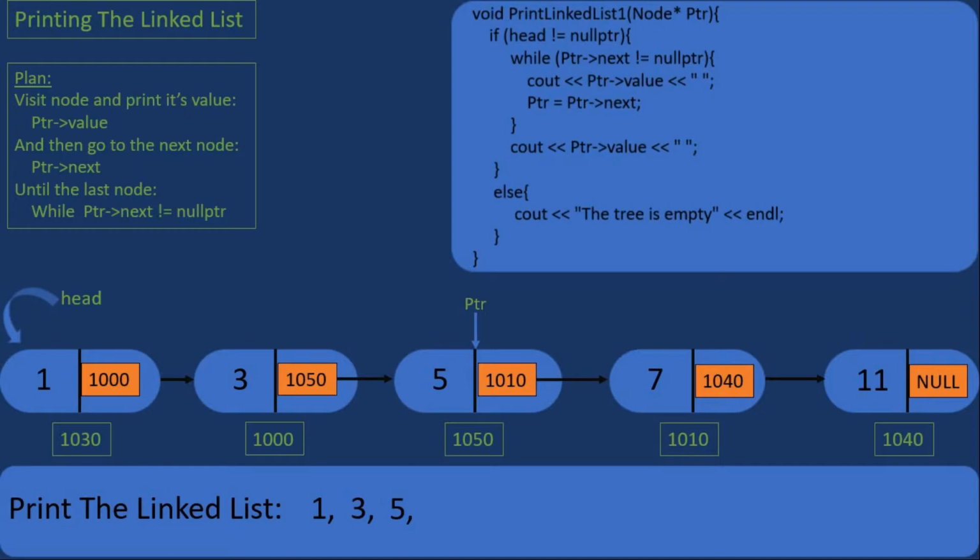It is also pointing to a node, so we print out its value 7 and advance the pointer ptr to point to the next node. But the last node has its next pointer pointing to null, so we exit the while loop. And the statement after the while loop just prints out the value of the node ptr is pointing at, which is the last node with the value of 11. And we've just printed out the linked list.